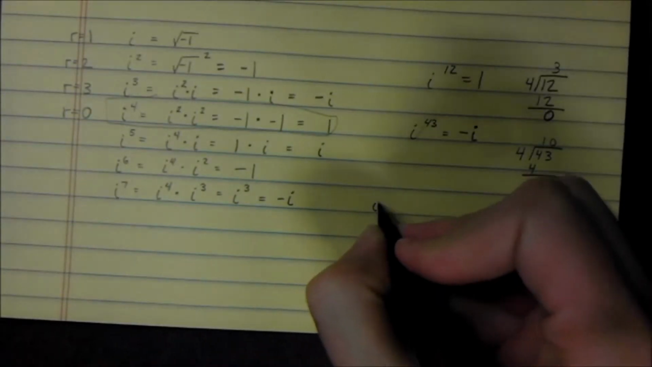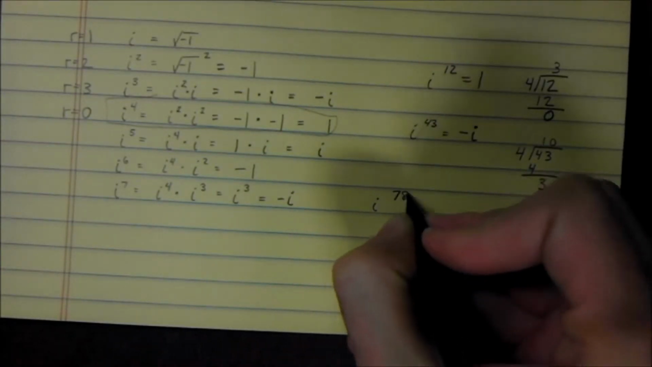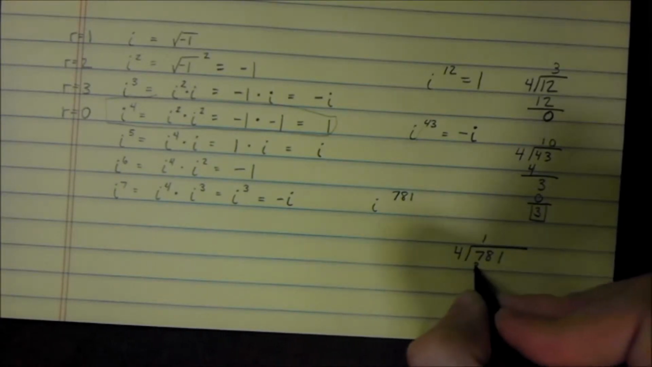And let's do one more. i to the 781. Okay, again, you're just trying to see how many times 4 goes into that. Well, 4 goes into 7 one time. 1 times 4 is 4, and then subtracting, you get 3.